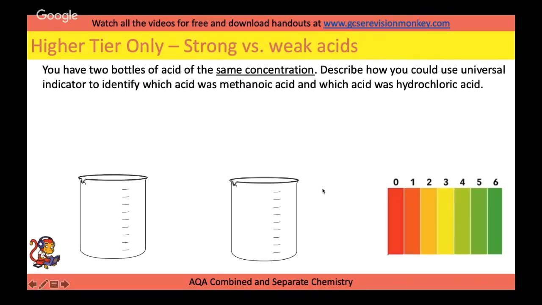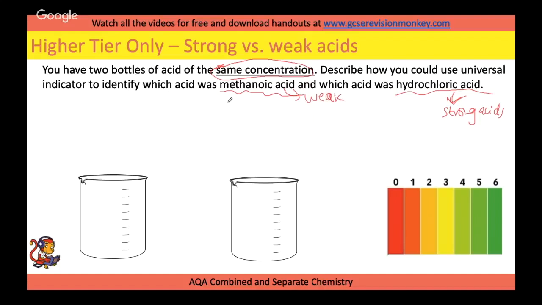Strong versus weak acids, a really common one for higher tier. You have two bottles of an acid of the same concentration. So think about that equation, concentration equals mass over volume. Describe how you'd use universal indicator to find out which acid was methanoic acid and which acid was hydrochloric acid. Well, this and all the ones you use in your lab, like sulfuric acid, nitric acid, hydrochloric acid, are all examples of strong acids, nothing to do with concentration. Other acids like methanoic, ethanoic, citric, you don't really need to know any, they'll give you the examples, but they are weak.